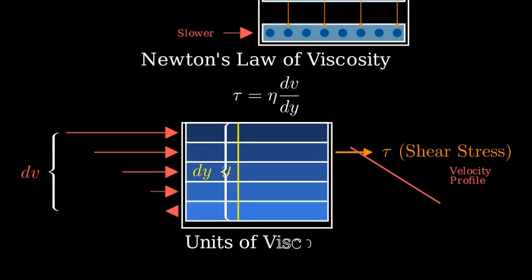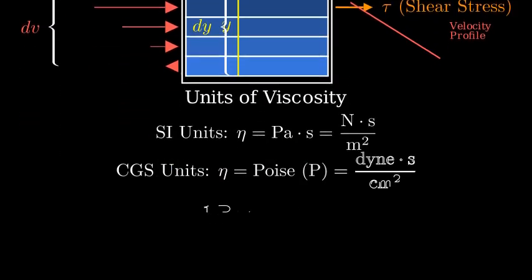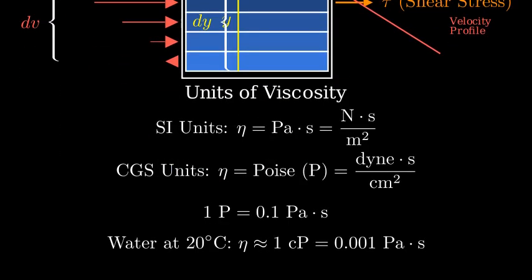The SI unit of viscosity is the Pascal second, Pa·s, or Newton second per square meter, N·s/m². However, viscosity is often expressed in the CGS unit poise, P, where 1 P equals 0.1 Pa·s. The centipoise, cP, is also commonly used, especially when describing water's viscosity, which is approximately 1 cP at room temperature.